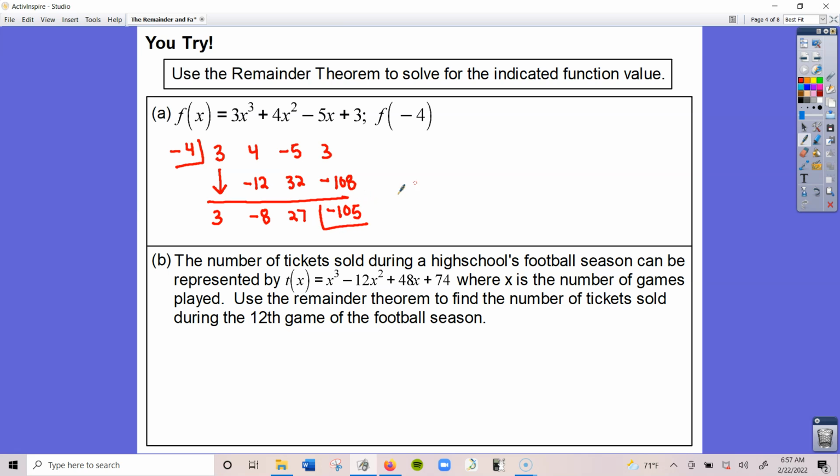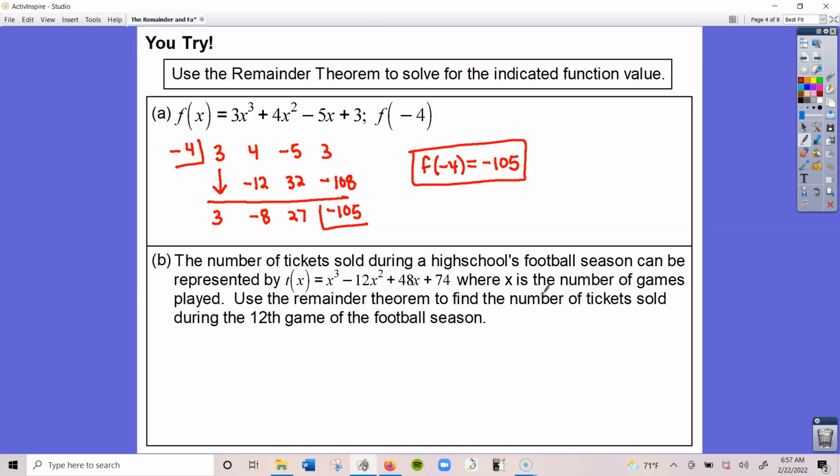So since this is my remainder, that is my function value. So f of negative 4 is equal to negative 105. And this would probably have been easier than just taking the negative 4 and plugging it directly into the function.